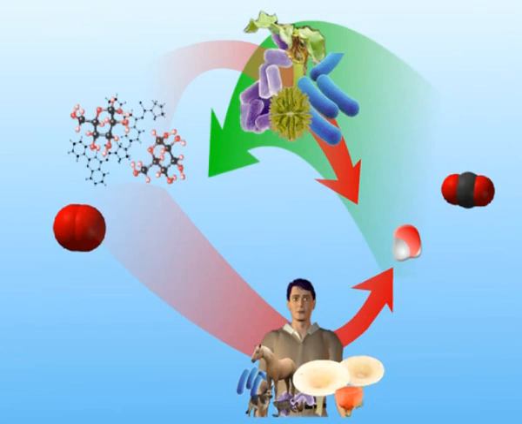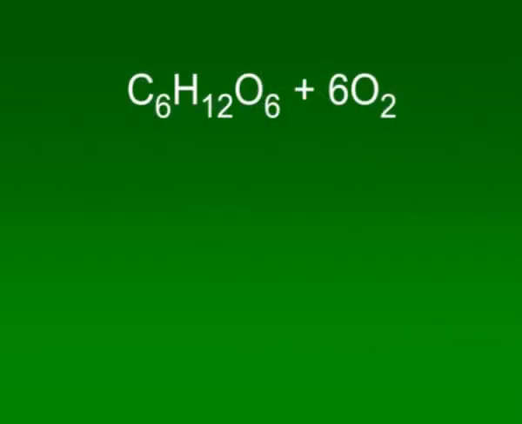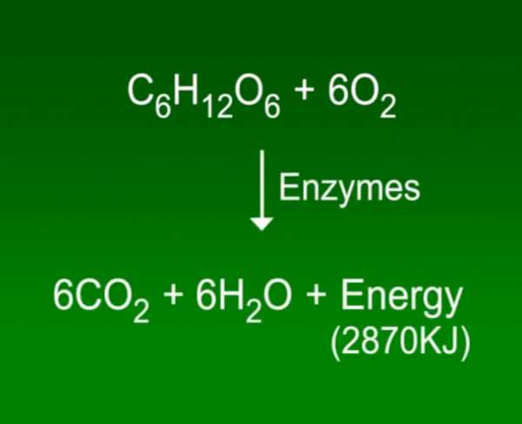Here is a balanced chemical equation for the process of aerobic respiration. Glucose reacts with oxygen and releases carbon dioxide, water and energy in the presence of enzymes.